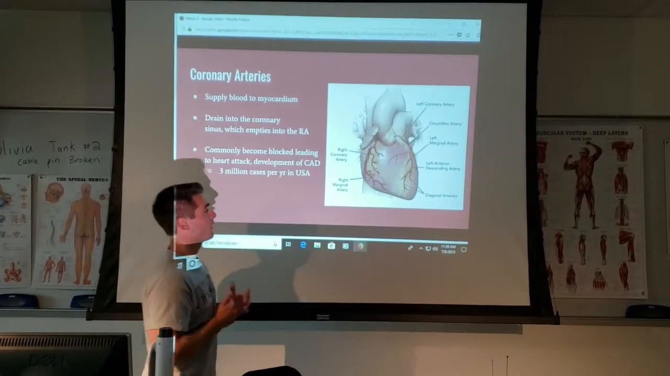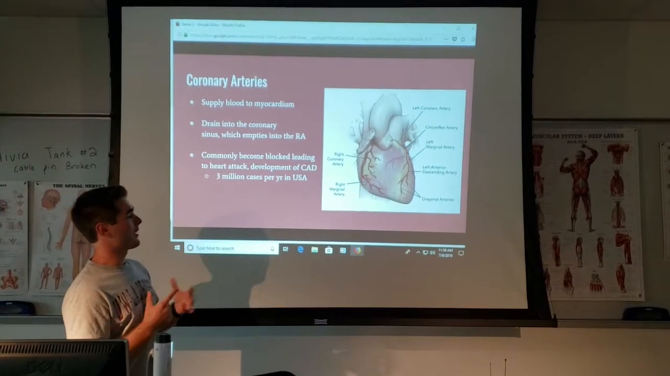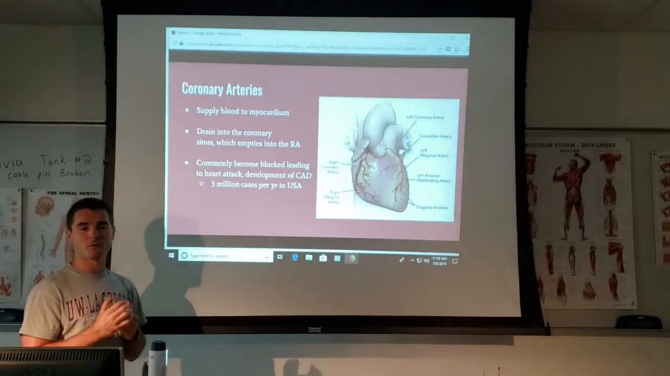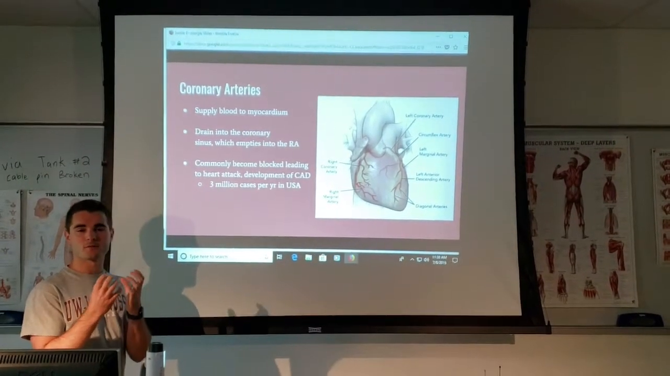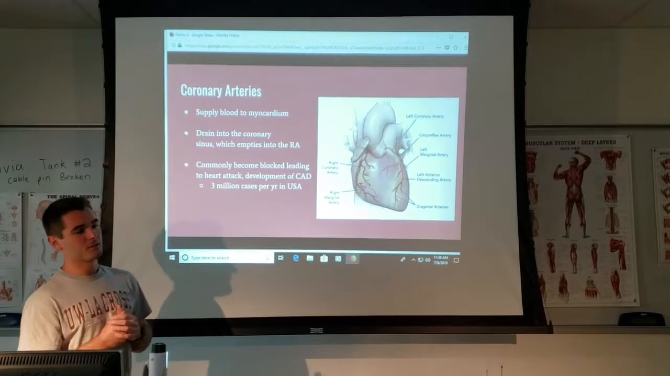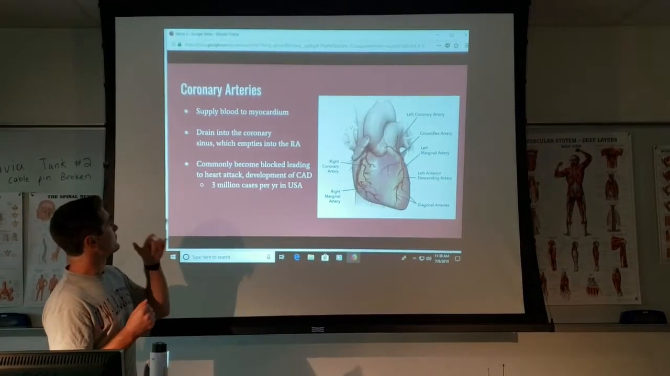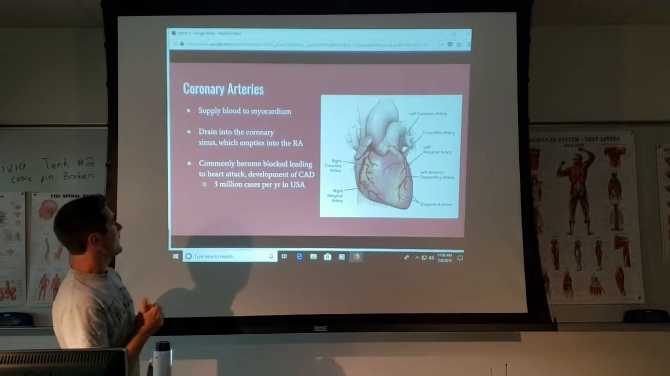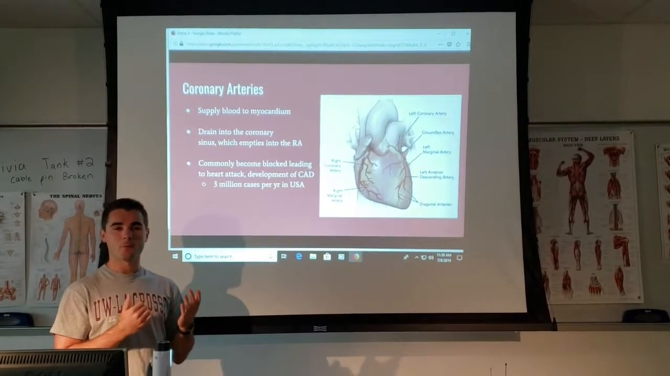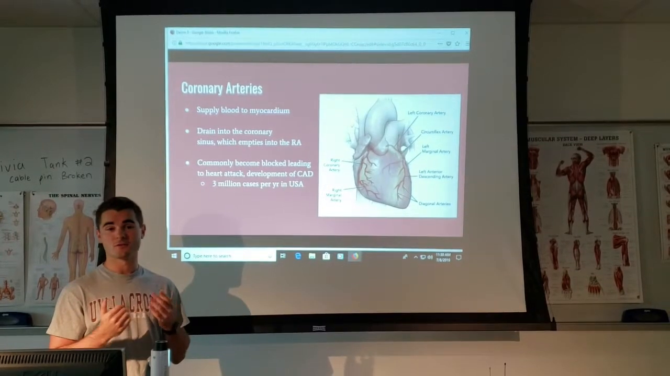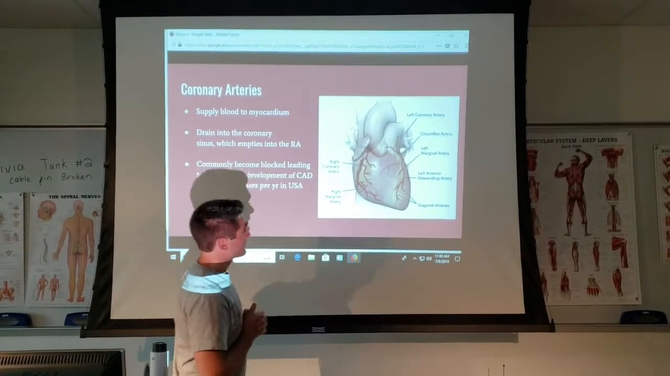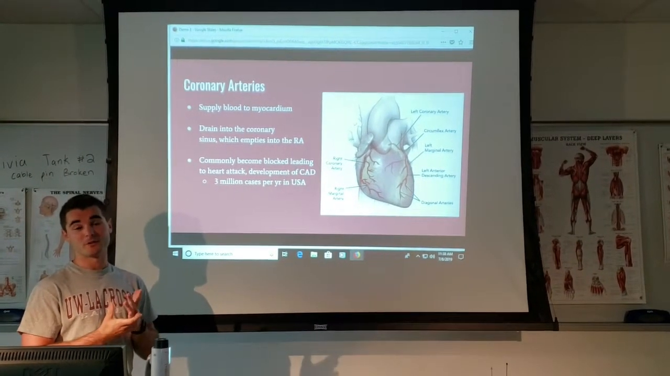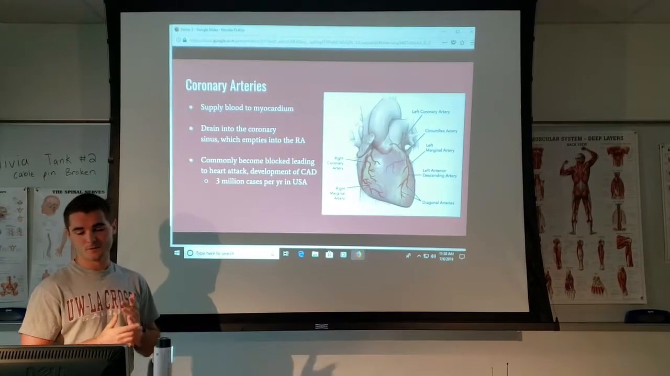So next we have the coronary arteries, and they're pretty much going to be the right and the left, as you see there. And there are different branches to them, but they're commonly known as the right and left coronary arteries. The main function of these is to supply blood flow to the myocardium, which is the muscle contraction layer of the heart. And it's very common for these to drain into the coronary sinus. This is very prominent in the clinical setting as CAD, which is when one of these arteries becomes blocked and can lead to the development of a heart attack. And it's prominent, like I said, there are 3 million cases a year.